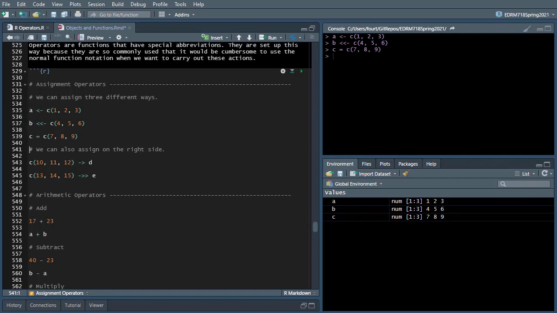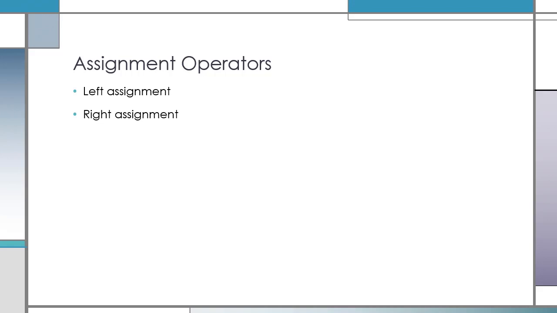You can even assign on the right side. The assignment operator can point the other direction. So I can assign 10, 11, 12 to D, or 13, 14, 15 to E. So there are 2 assignment operators, left assignment and right assignment.